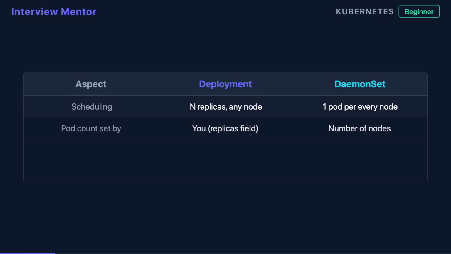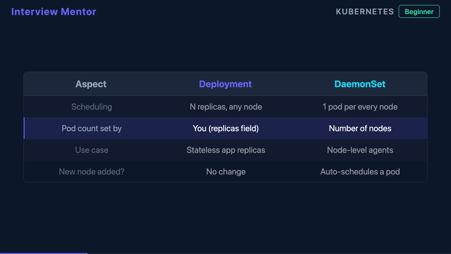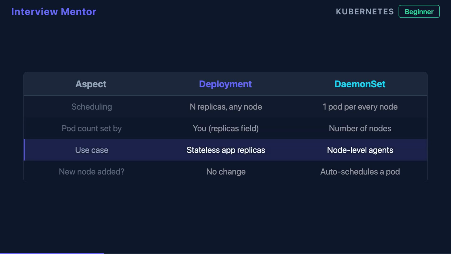Here's the core difference. A deployment says, run 3 replicas of my app. Kubernetes decides which nodes get them, and it might put all 3 on the same node. A DaemonSet says something different. Run exactly 1 pod on every node in the cluster, full stop.